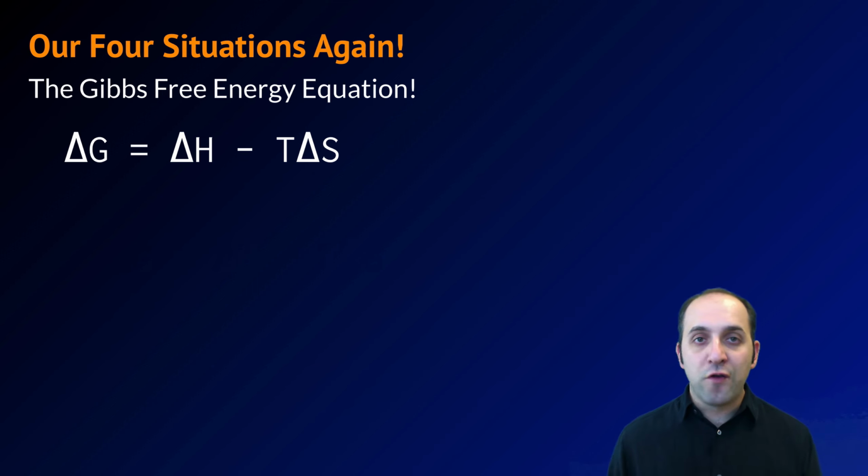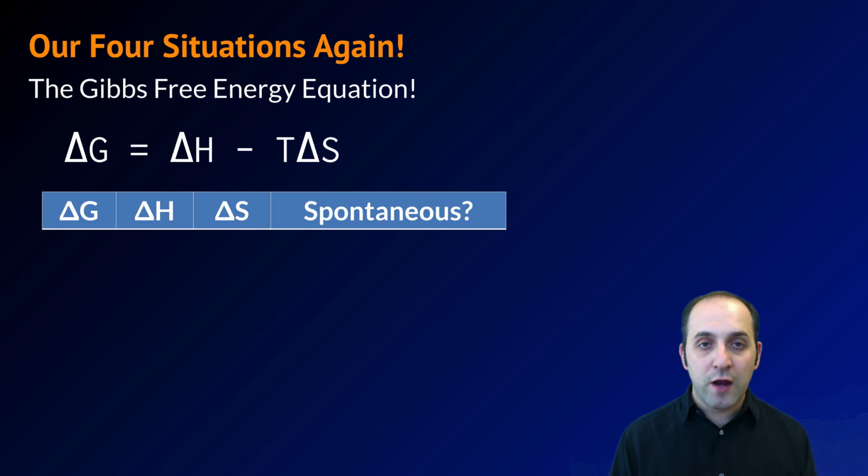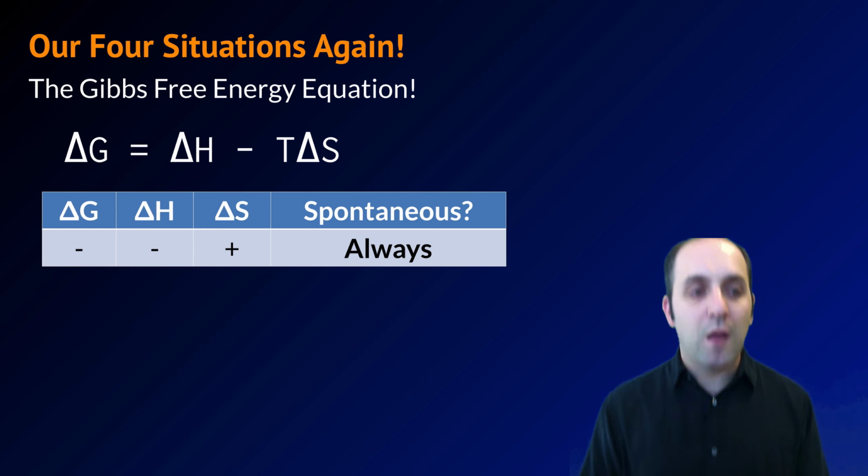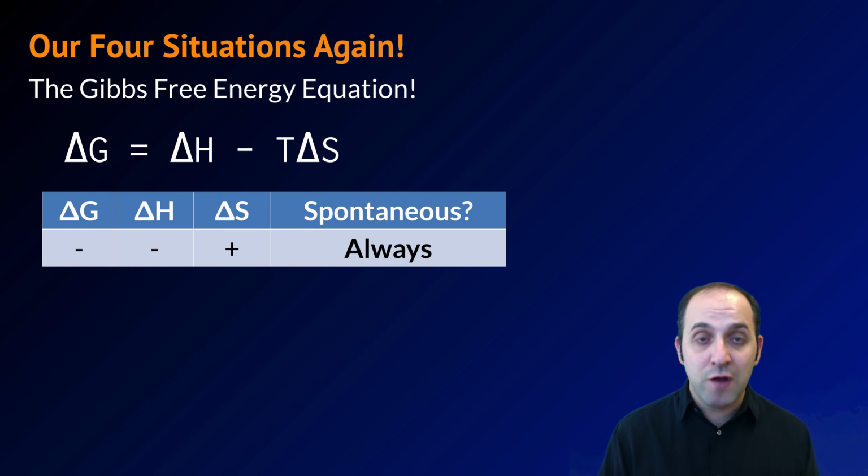So let's go back to those four situations that we talked about in our last presentation and think about how they work in terms of Gibbs free energy. Let's look at our four situations. So if we have an exothermic process with a negative delta H and that increases entropy, so delta S is positive, that will always result in a negative delta G value. A negative number minus a positive number is always going to be negative, which is why this is always spontaneous. Also remember that since the temperature is in Kelvin, the temperature value will always be positive.